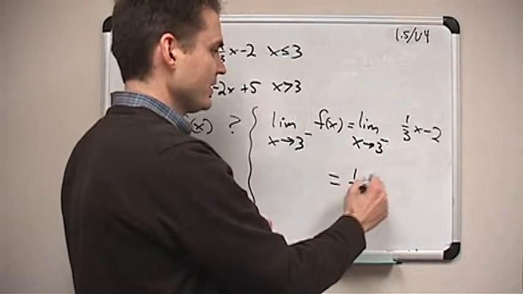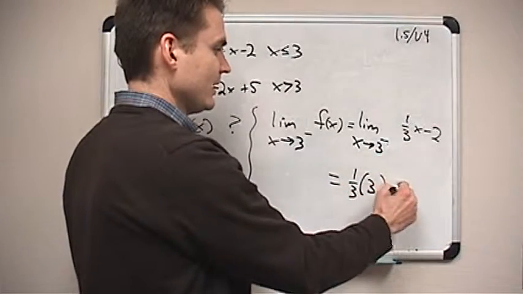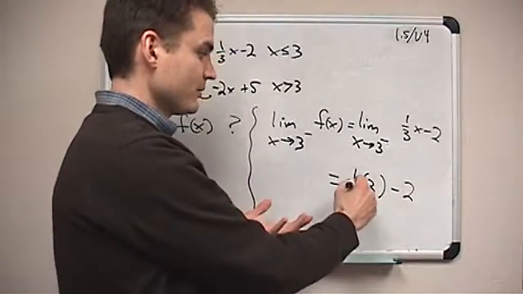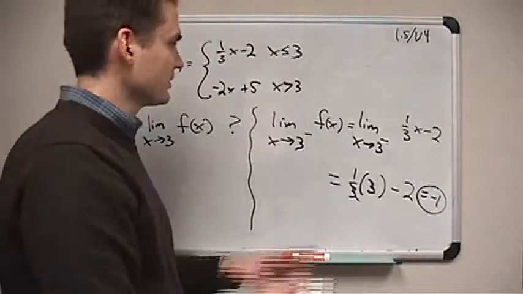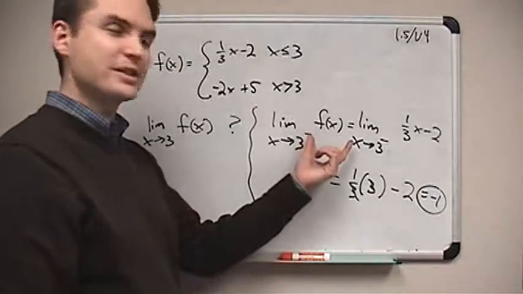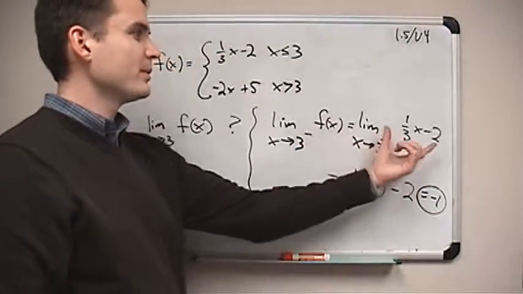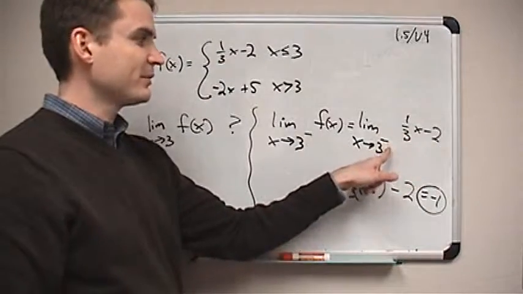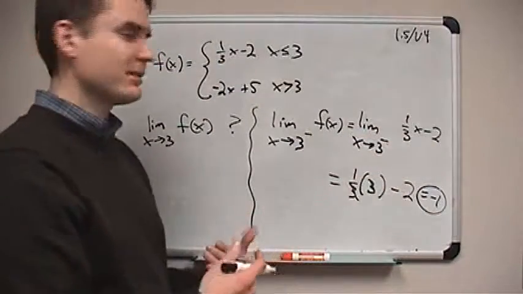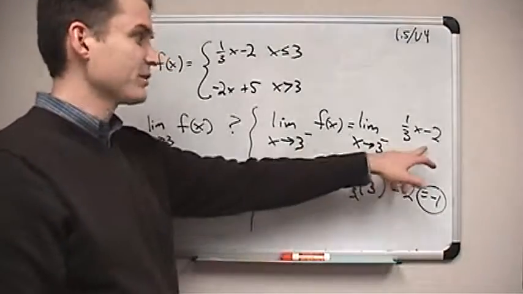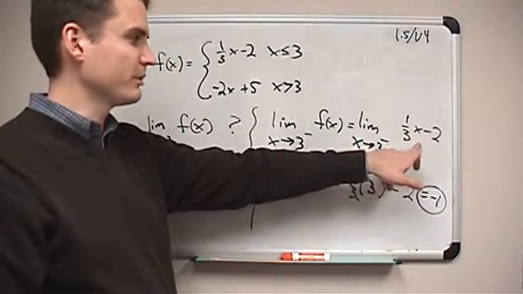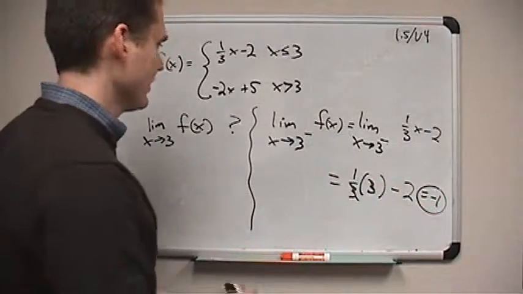It's 1/3 times 3 minus 2. That's 1 minus 2, which is -1. So nothing strange here at all. I had a function. I replaced the function with a particular formula that's valid when x is less than 3. That's why I wanted to split this into two limits. On the left side, I can replace f of x with a particular formula, and direct substitution is okay.